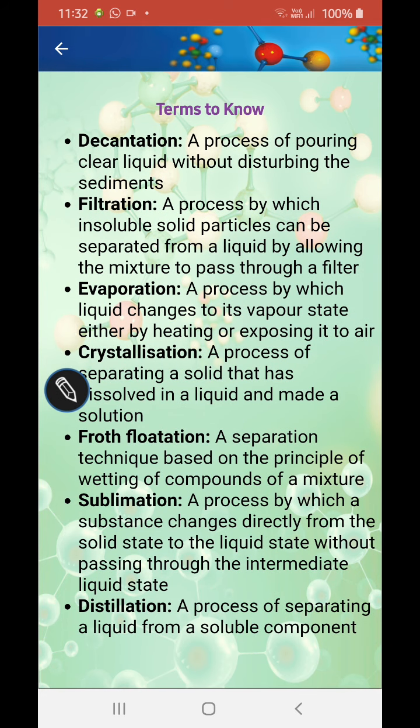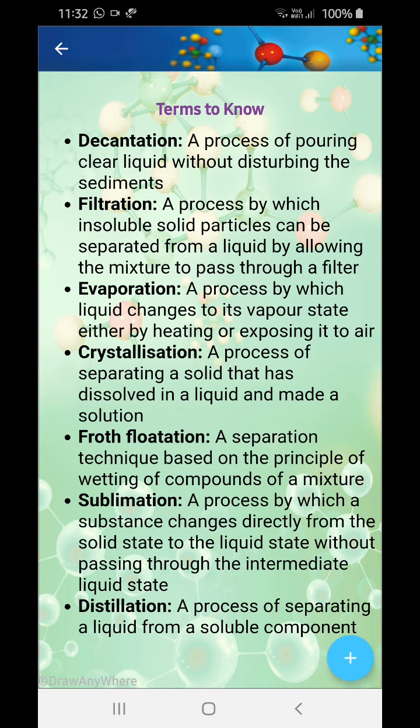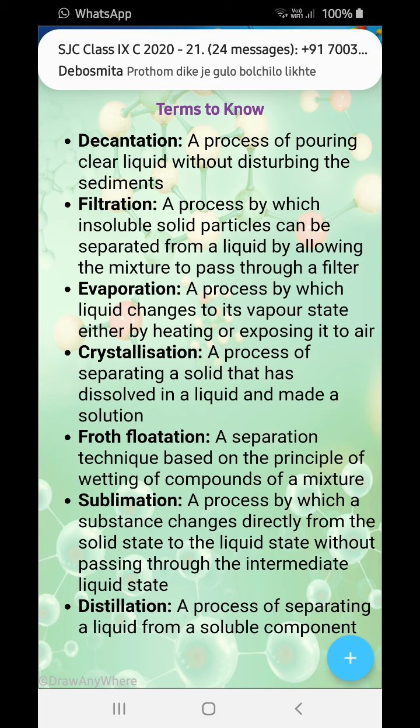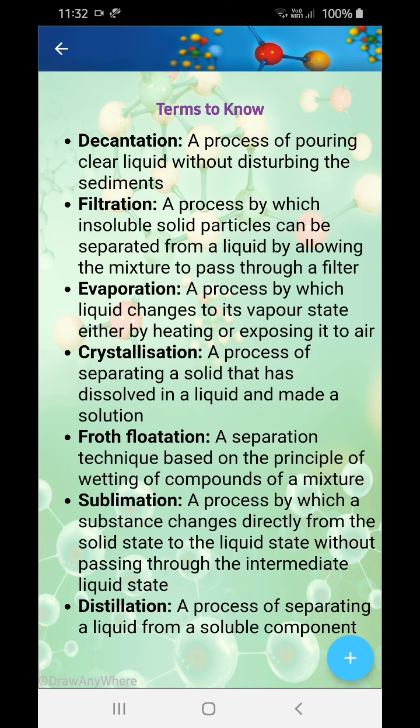Decantation, the process of pouring the clear water without disturbing the sediments. So without disturbing the sediments, we pour the clear water. Next, filtration, the process by which insoluble solid particles can be separated from a liquid by allowing the mixture to pass through a filter.